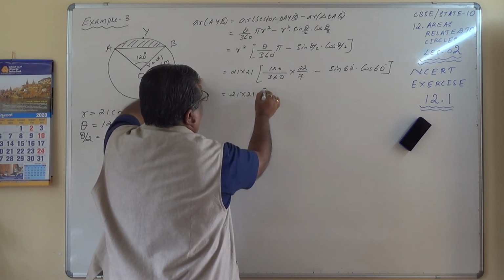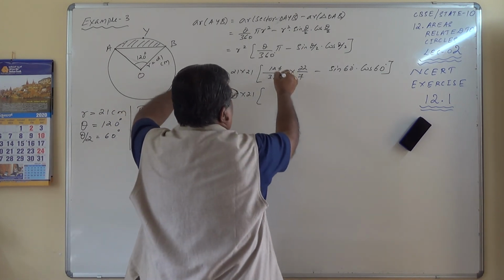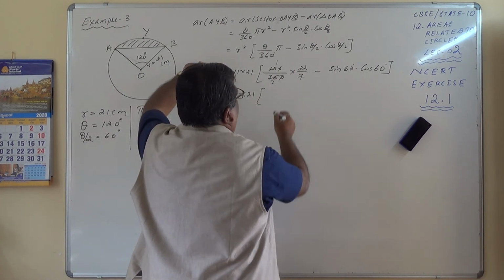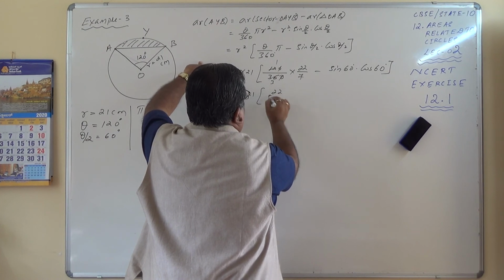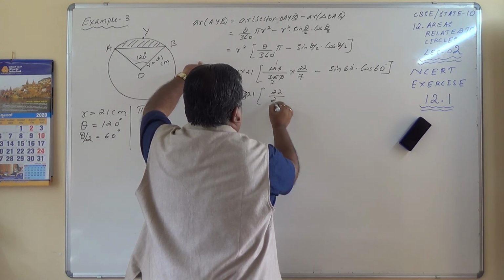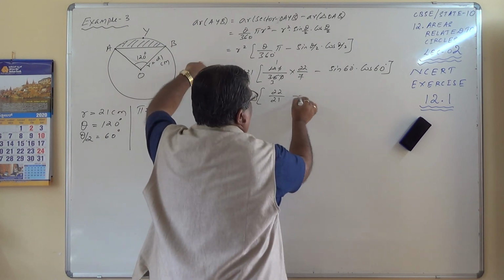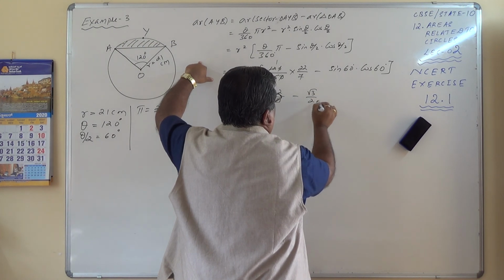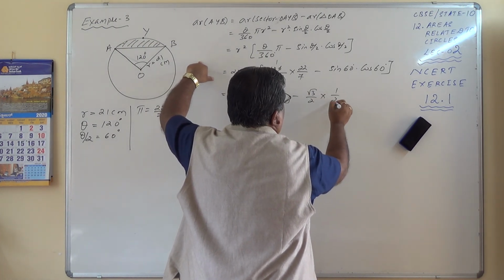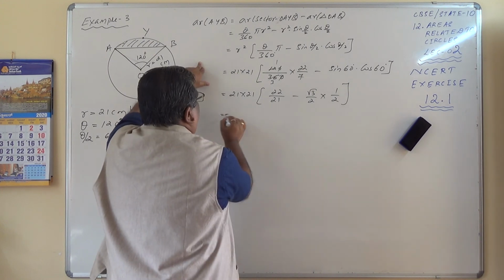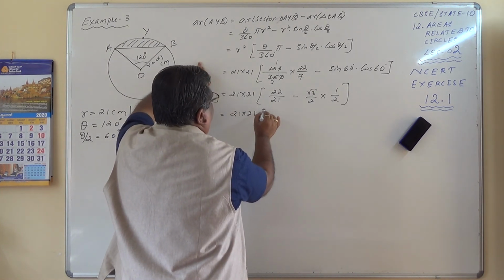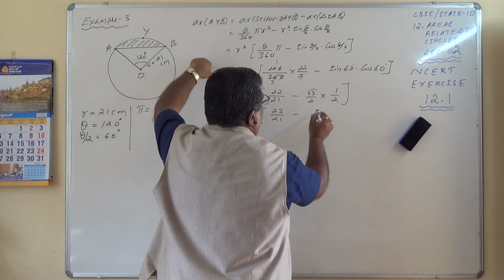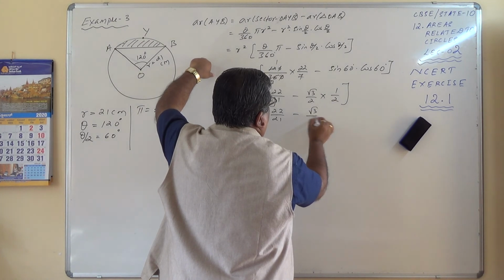21 into 21 into bracket, 120 by 360 is 1 by 3, so here we get 22 by 21, minus sin 60 is root 3 by 2 into cos 60 is 1 by 2. So 21 into 21 into bracket 22 by 21 minus root 3 by 4.